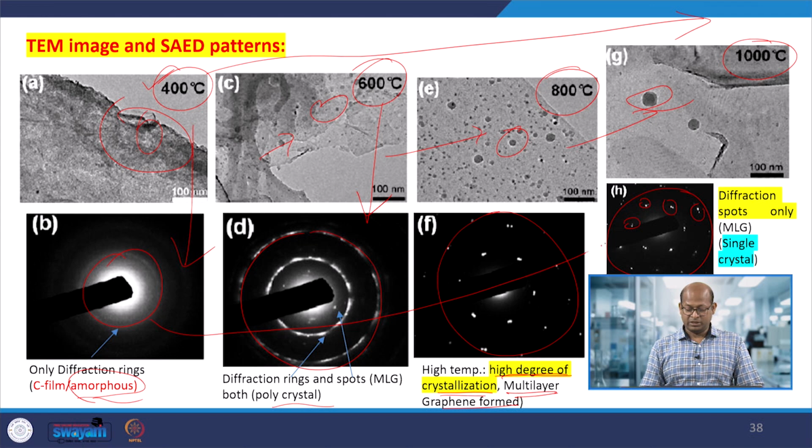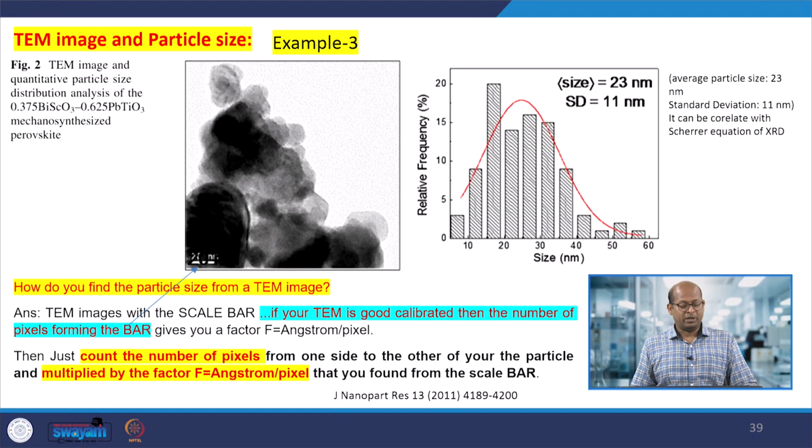When the same material is prepared from low to high temperature, it goes from amorphous to crystalline or single crystal formation. This one is polycrystalline, and this is also polycrystalline, the graphene that forms, and its corresponding image gives good data, as well as the SAED patterns. Here a TEM image was taken for that material. With the image you can find out the particle size.